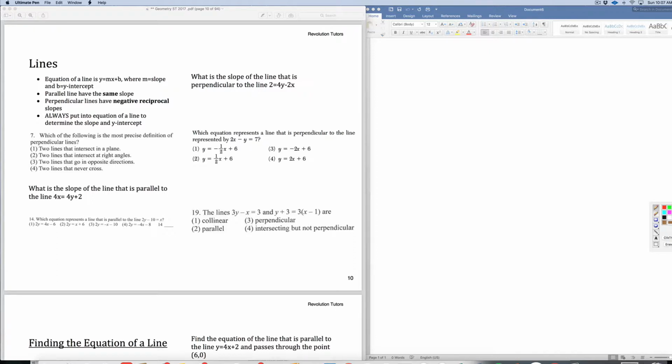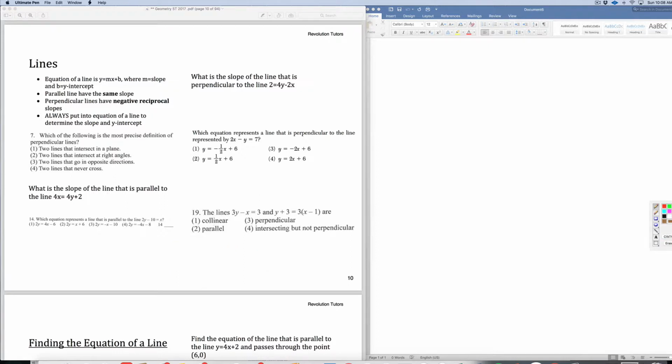What is 19? Line stuff. Number 19. Was it 4? This pair are collinear, intersecting, perpendicular, or parallel. Collinear means the same line. They're like on the same line. Intersecting is any 2 lines that are not parallel. Perpendicular is only perpendicular lines. And parallel is parallel. Good.